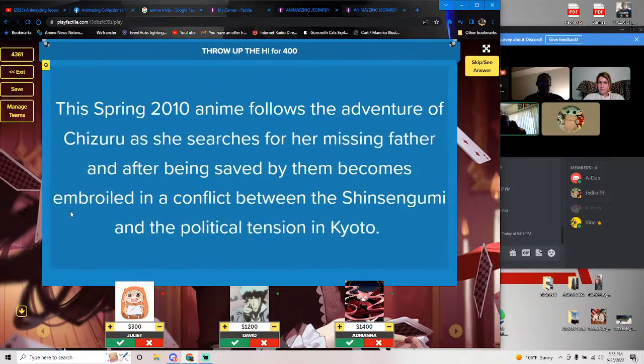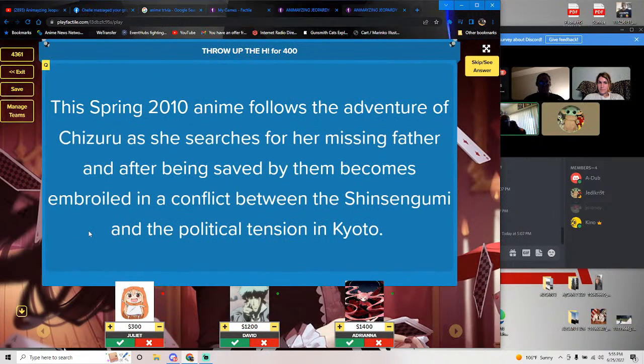Okay. This spring 2010 anime follows the adventure of Chizuru as she searches for her missing father, and after being saved by them, good lord, I don't know what I was doing when I wrote that, becomes embroiled in a conflict between the Shinsengumi and the political tension in Tokyo.